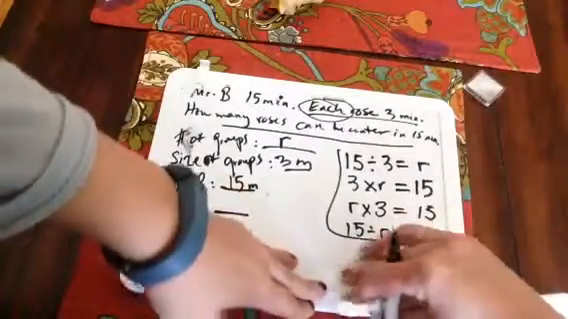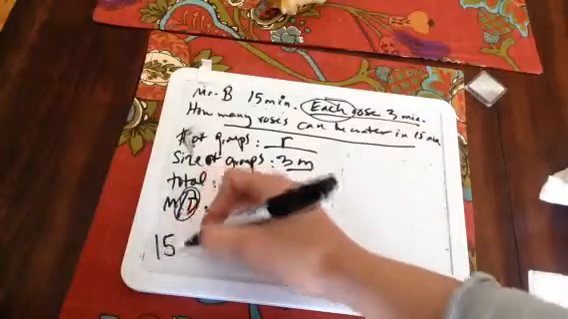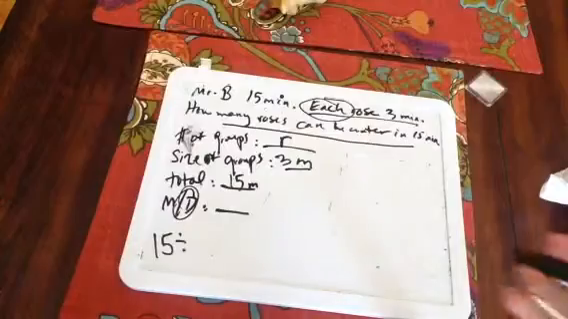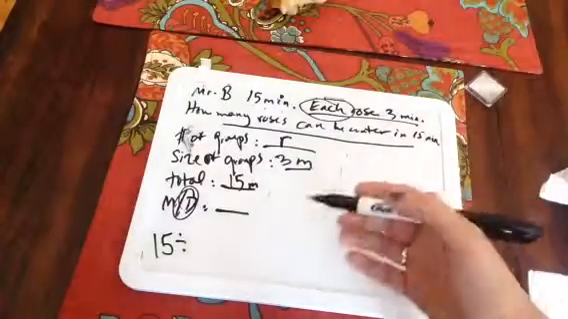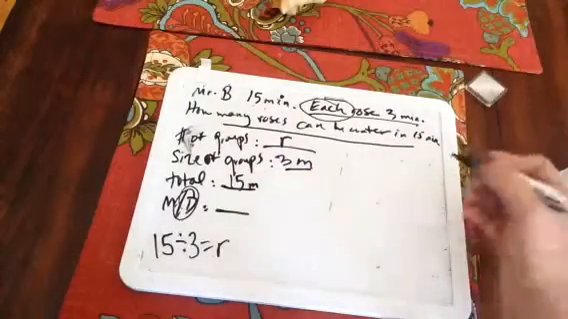Last but not least, before we solve this equation, I mean, you know what the answer is, right? Of course you do. But you can't put it in because you got to use what they tell you, not what you know right now, okay? So 15 divided by 3, we're looking to solve for R.